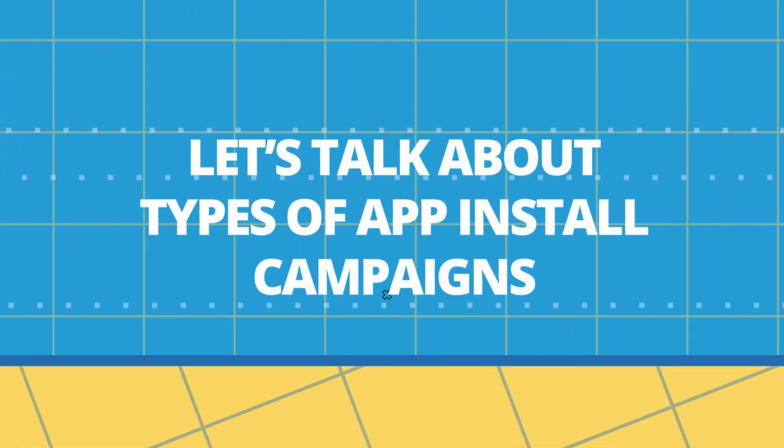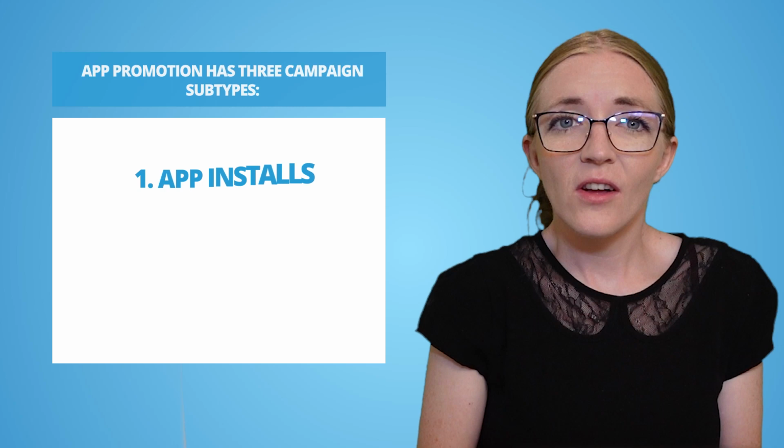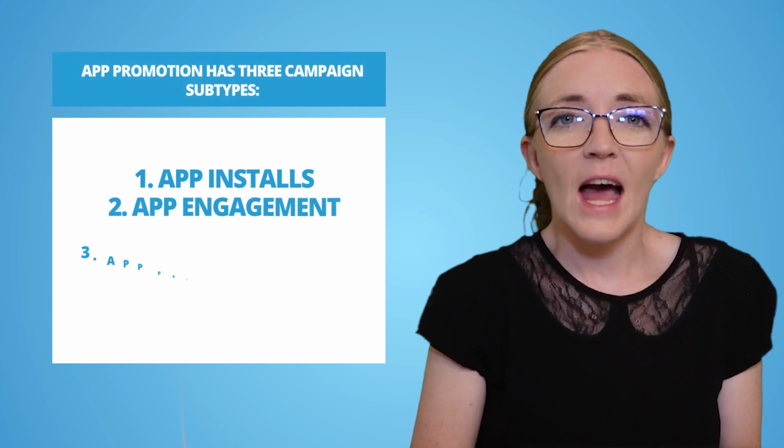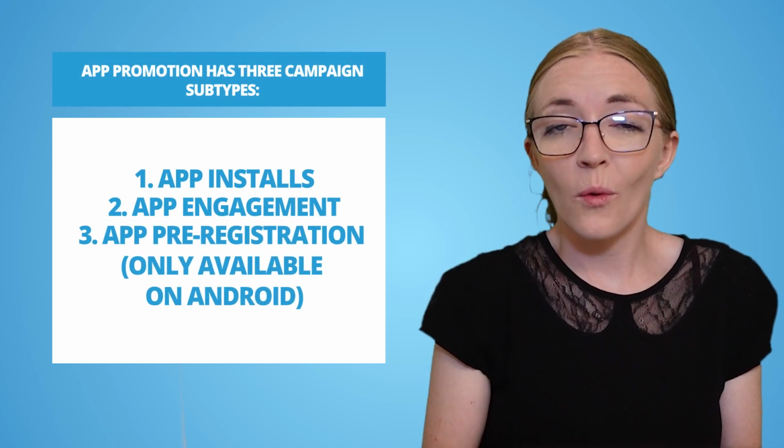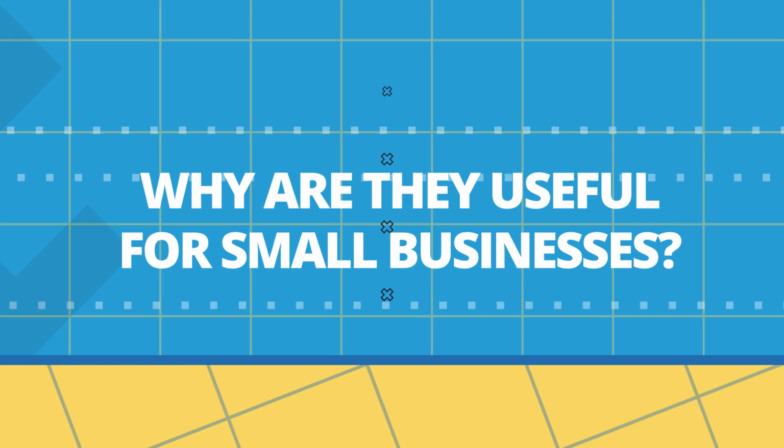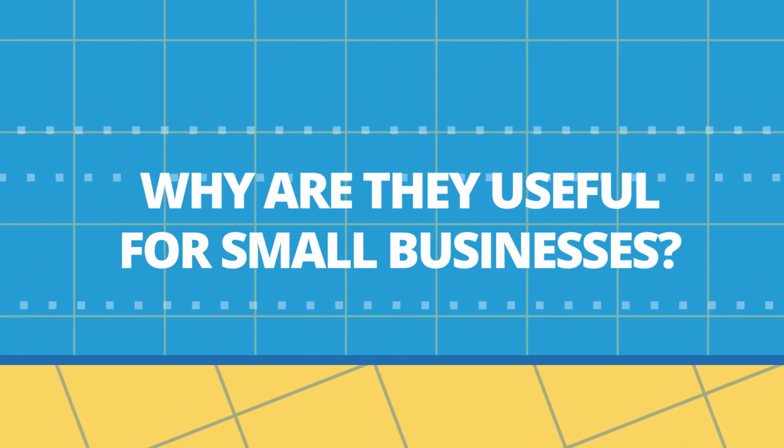Let's talk about types of app install campaigns. App promotion as a goal has 3 campaign subtypes: app installs, app engagement, and app pre-registration, which is only available in Android. Each subtype focuses on different actions and bidding strategies. We'll go over those later in the video when I show you how to set up an app install campaign in Google Ads. First, let's talk about why app install campaigns are useful for small businesses.